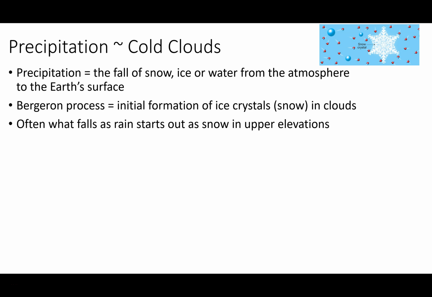So my point is that a lot of times what falls as rain, here's my raindrop with its flat bottom, actually started out as a snowflake. So why do we get rain instead of snow? What do you think? It melts. It melts, exactly. Down here, it melts.